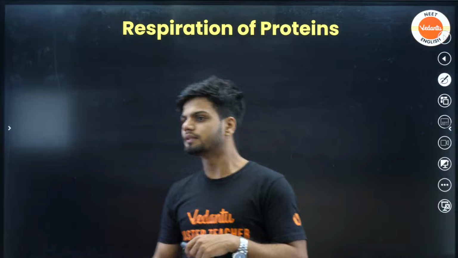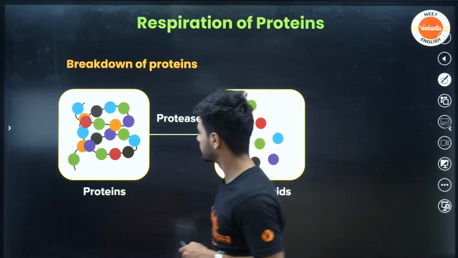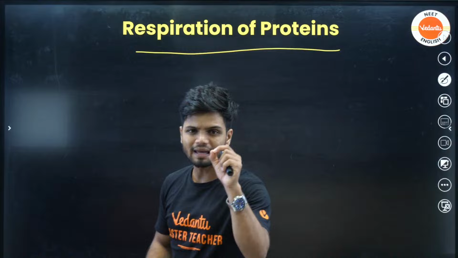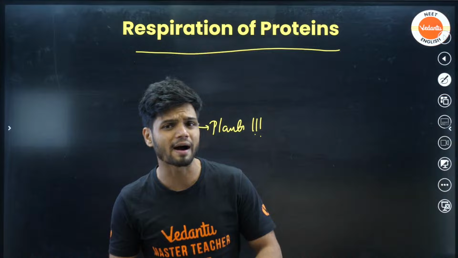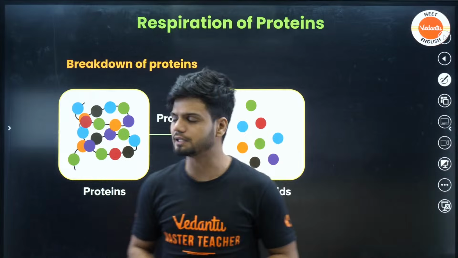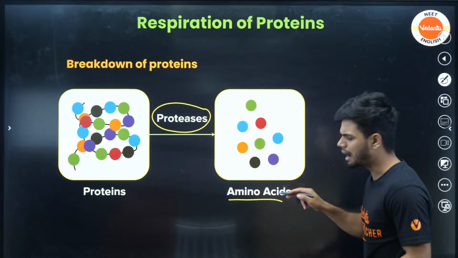In your proteins, remember, proteins can also break down. But this respiration of proteins mainly happens in the case of plants, because plants do not have a lot of fat. So plants completely break down the protein. That is, proteins are broken down with the help of protease into amino acids. Yes, we have certain amino acids.